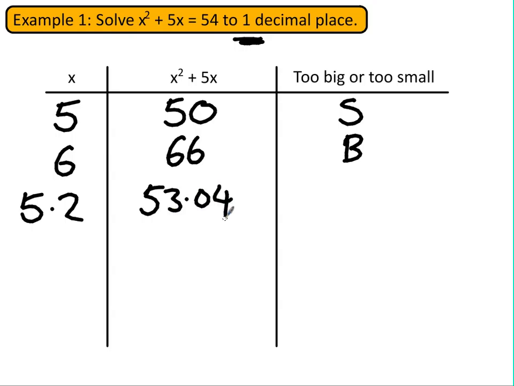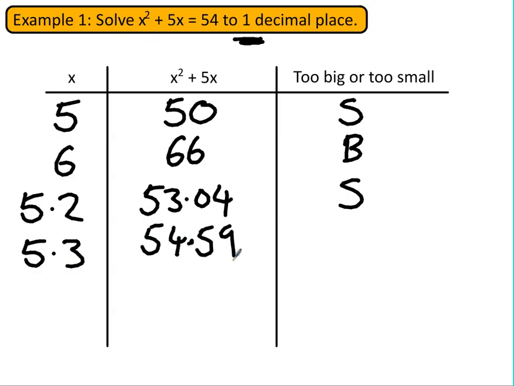53.04. We're getting closer now to the 54 I'm looking for. It's still a bit too small, but only just. So we'll try 5.3 instead. So input 5.3, square it, plus 5 lots of 5.3, and our outcome is 54.59. Now this is too big. Now this tells us to one decimal place our answer is either 5.2 or 5.3.